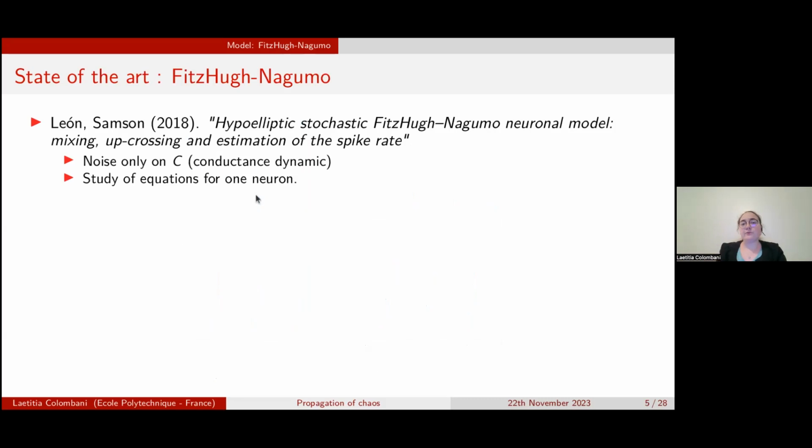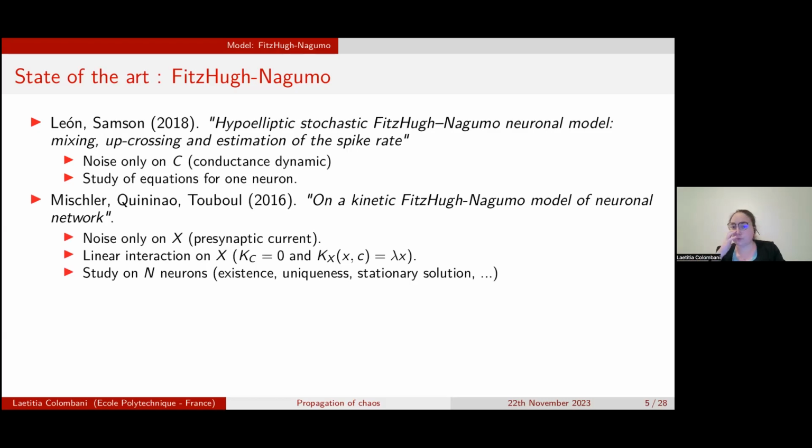So why do we choose this model? Because we have a lot of stochastic FitzHugh-Nagumo models in the literature. Leon and Samson have worked on the FitzHugh-Nagumo model. They studied the equations for one neuron to obtain some properties like the mixing time, the estimation of the spike rates, etc. And in their model, they consider the noise to be only on C, so it's the conductance dynamic.